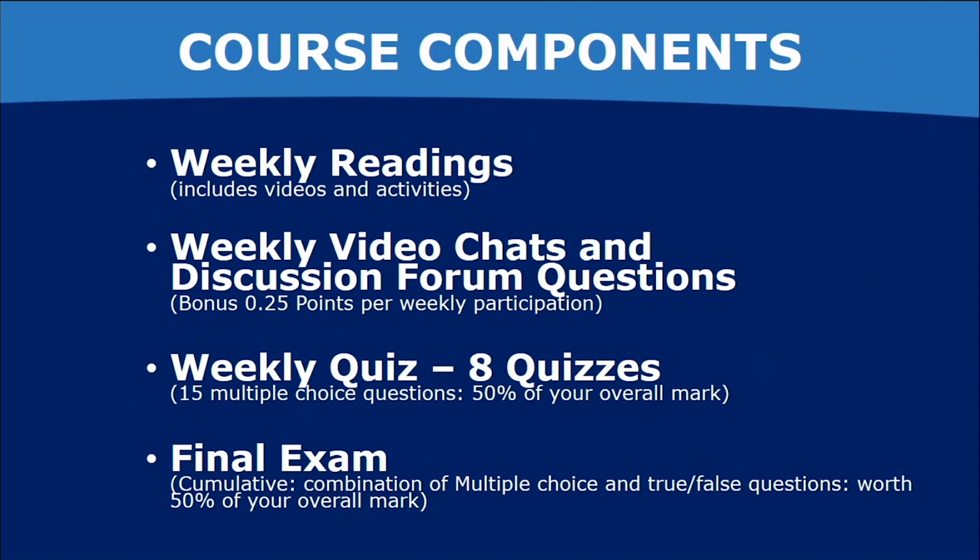The final exam is cumulative, and it has a combination of multiple choice and true or false questions. And it is worth 50% of your overall mark as well. So to get your final course grade, we take 50% of your quizzes and 50% of your final exam grade. We combine them together to get your final course grade.